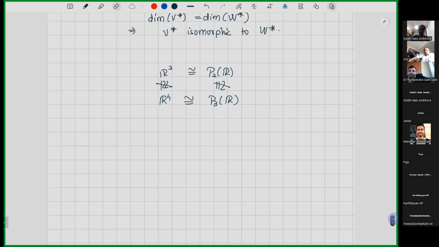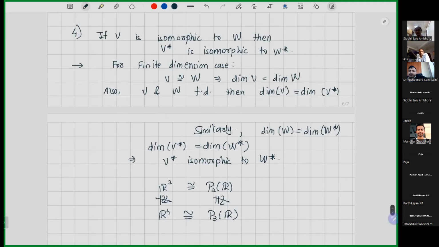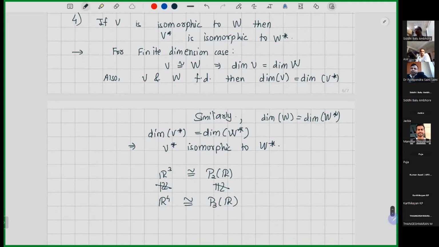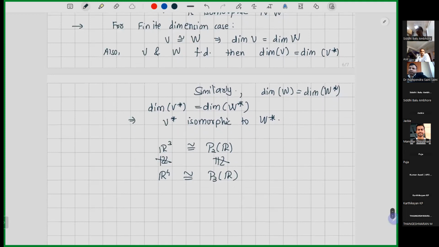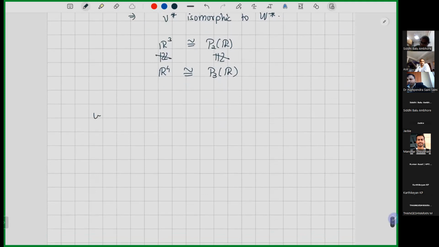I mean, so what can we do? So let us start with this. My guess is that yes, this will be true. So let me give you a quick proof. So let us define this phi. Since V and W are isomorphic, we can assume let phi from V to W be an isomorphism.